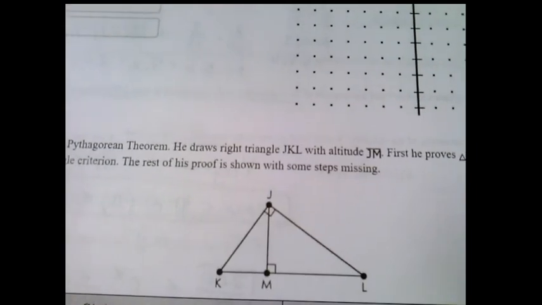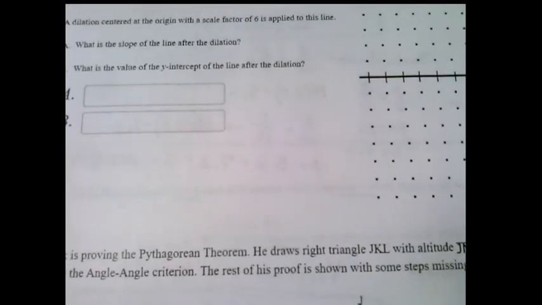All right, now the next one says this. The equation of a line is shown: 6x minus 3y equals 5. A dilation centered at the origin with the scale factor of 6 is applied to the line. What is the slope of the line after the dilation? What is the value of the y-intercept of the line after the dilation?